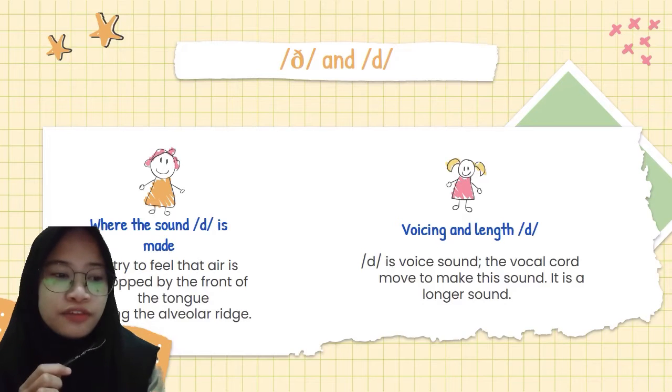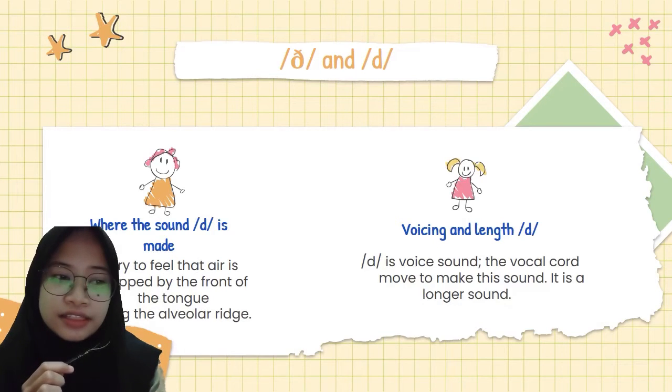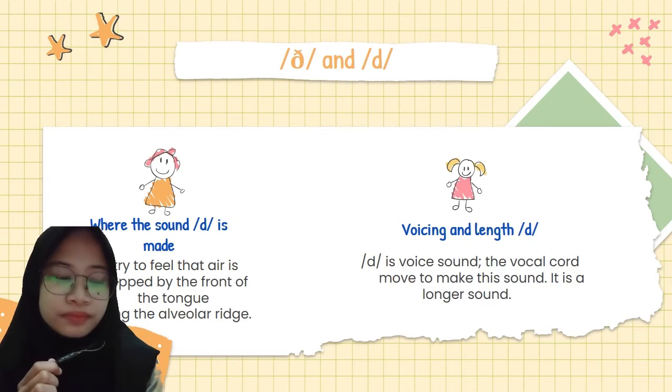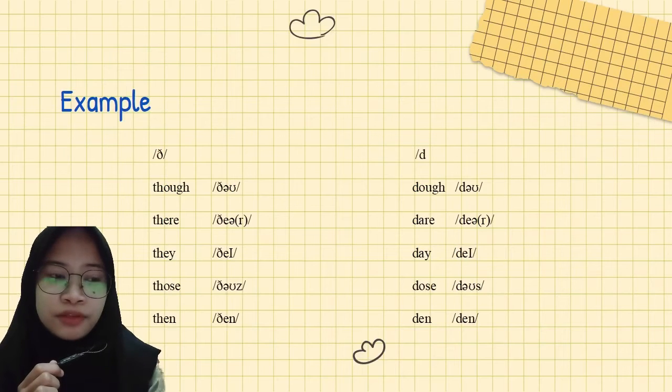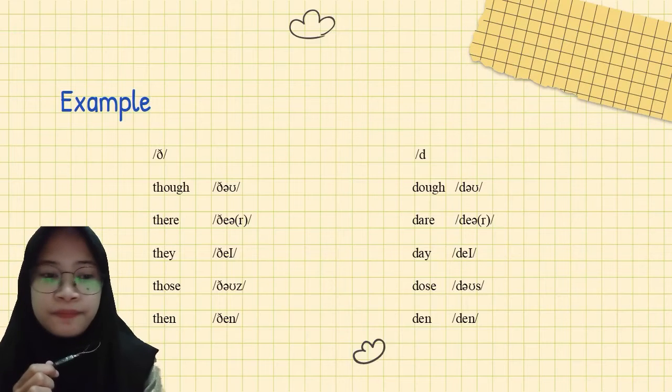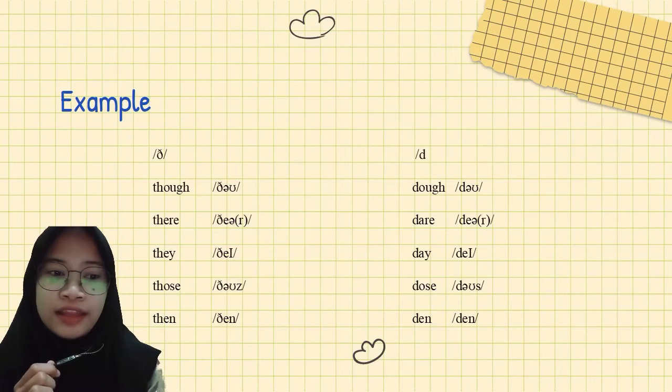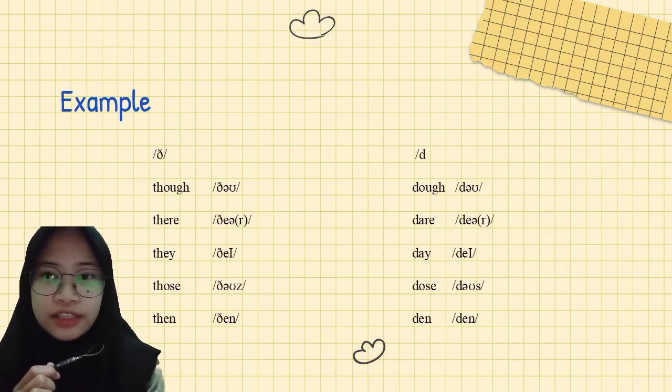Voicing and length. The th is a voiced sound. The vocal cords move to make this sound. It is a longer sound. And for the examples of the sound, there are the, there, they, thus, and then. And for the sound, there are though, there, they, those, and then.